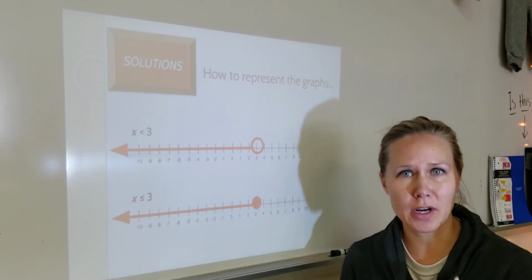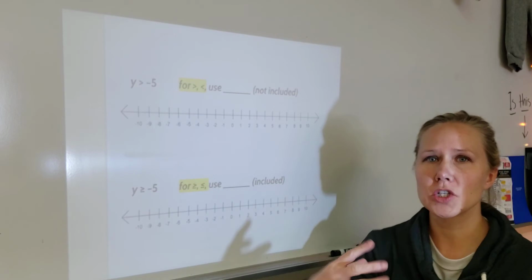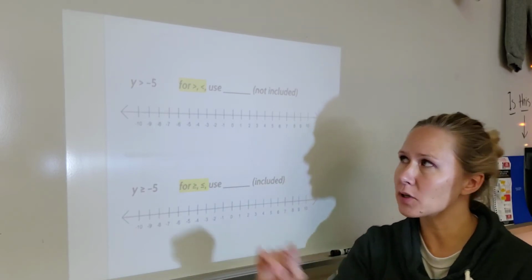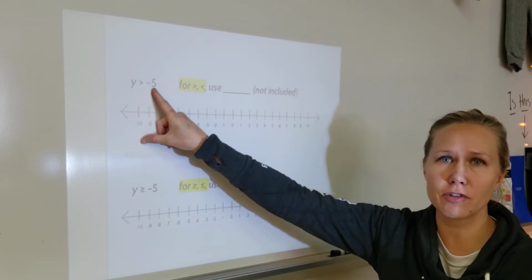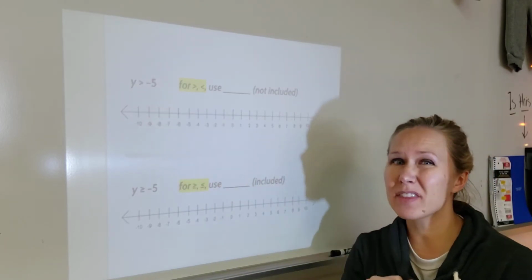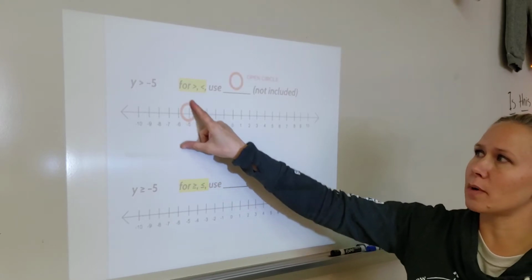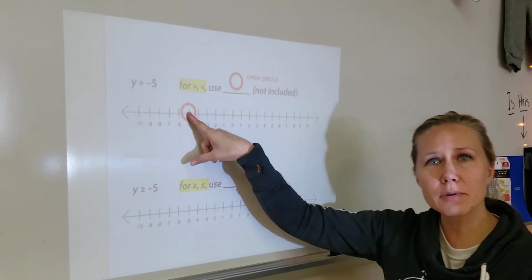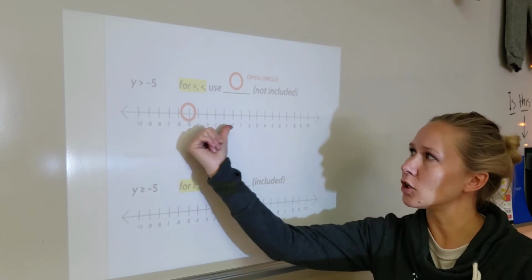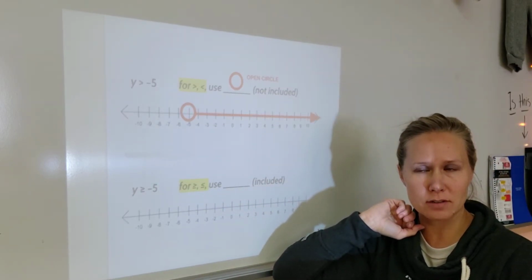You can use that trick. Let's try this one. Y, which is the variable representing all numbers that are greater than -5. Okay, do we want to include -5? No, we want everything greater than -5. So I'm going to find -5. I don't want to include it, so I'm going to put an open circle. All numbers that are greater than -5 go this direction. So I want to shade all of those solutions.